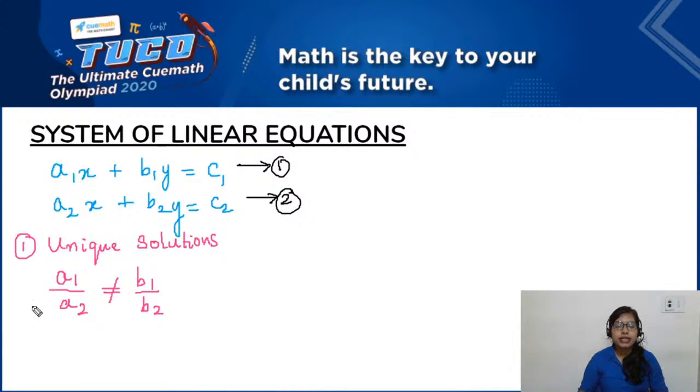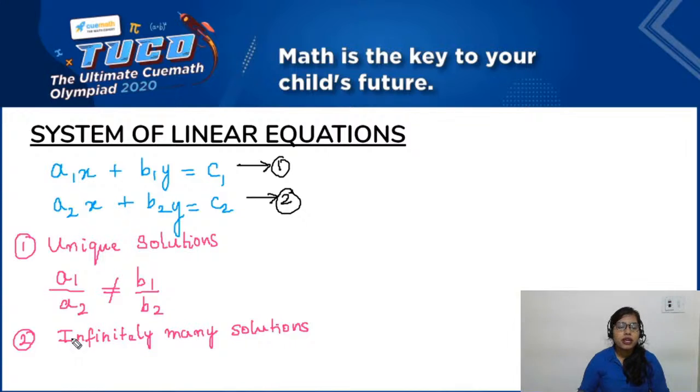Now coming to the second case, that is for infinitely many solutions. It means that the two graphs can have many solutions over it. So you don't have any limitation to it. Infinitely many solutions, and for this, how do we go ahead with it?